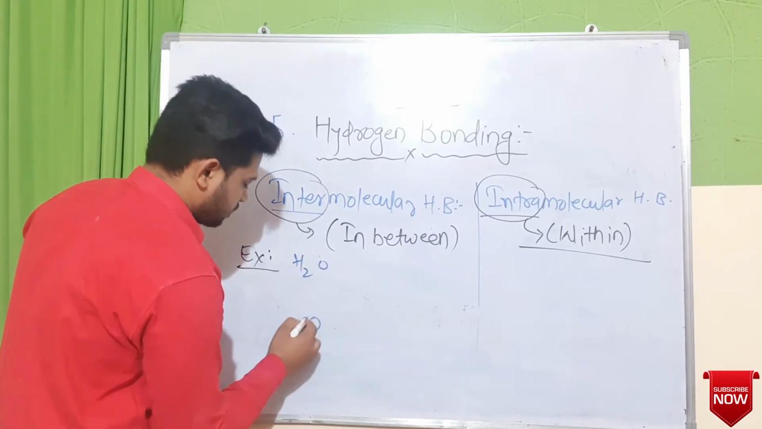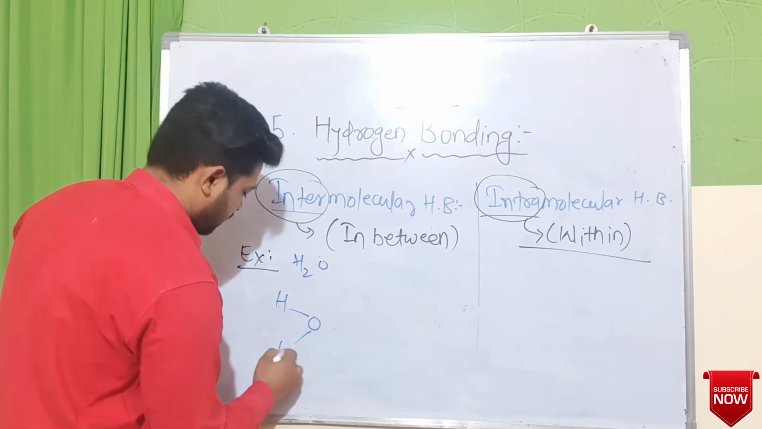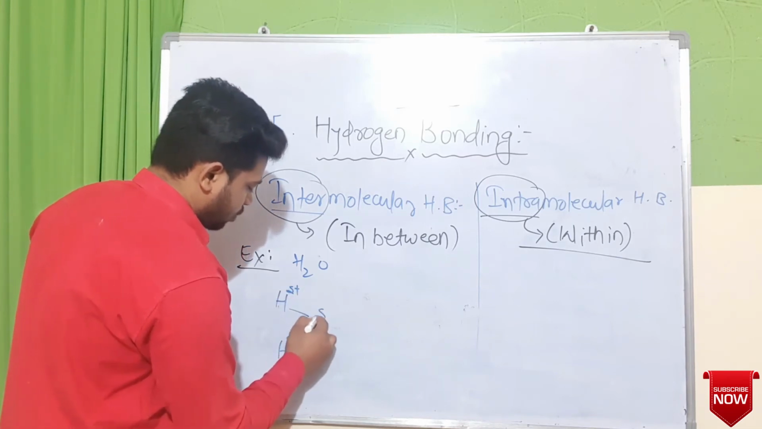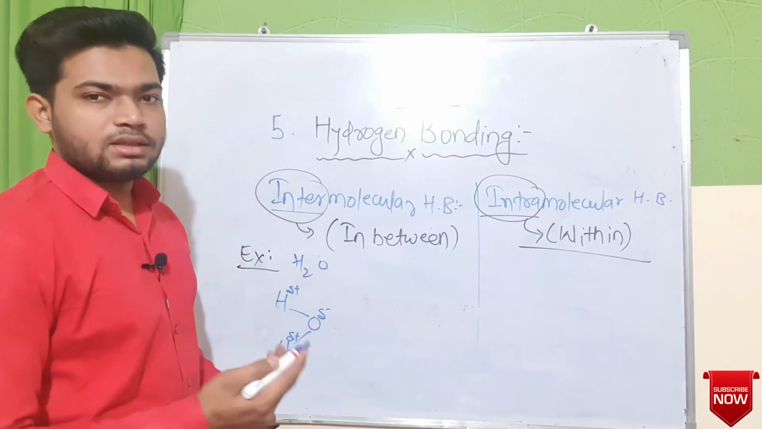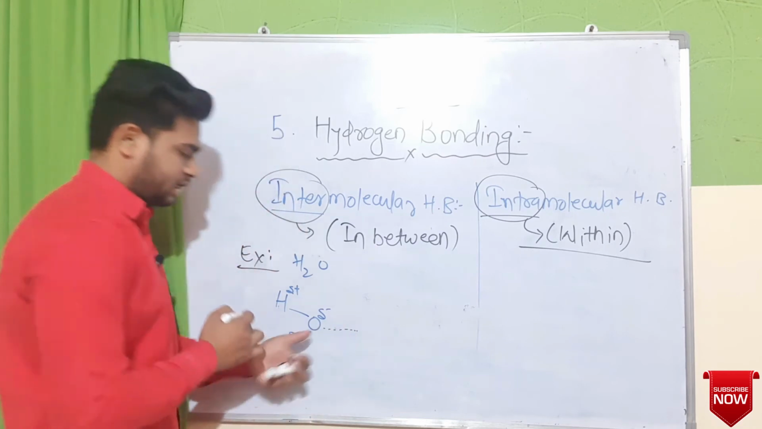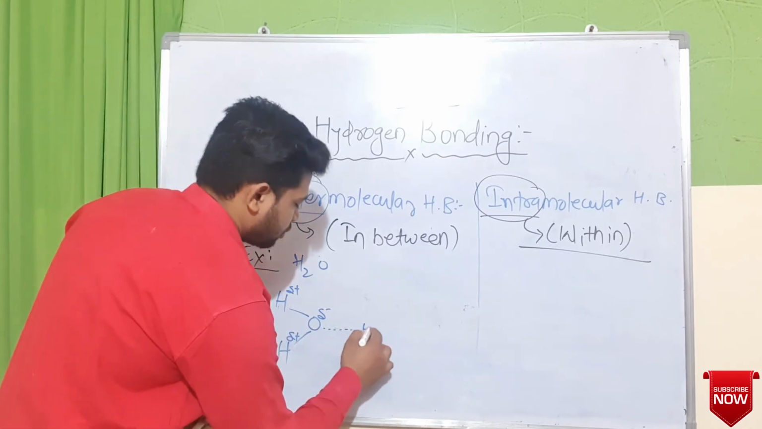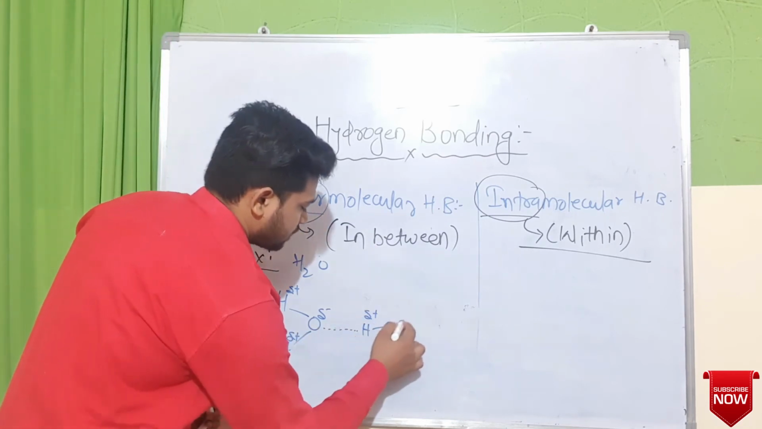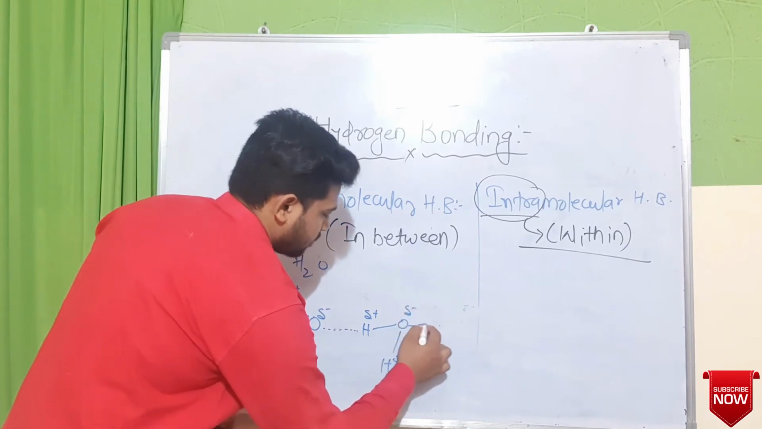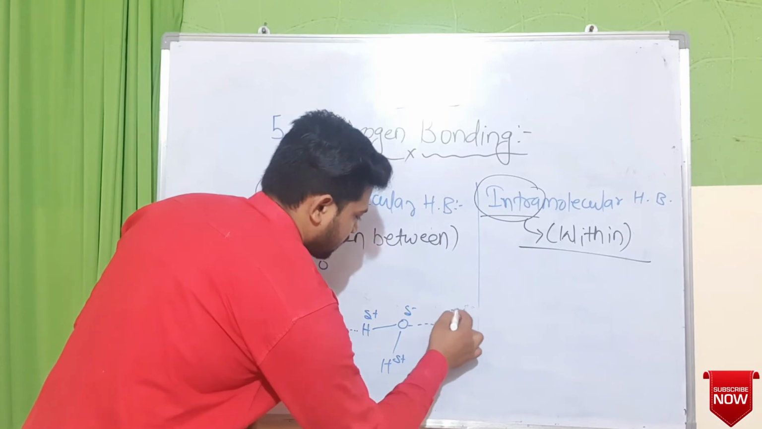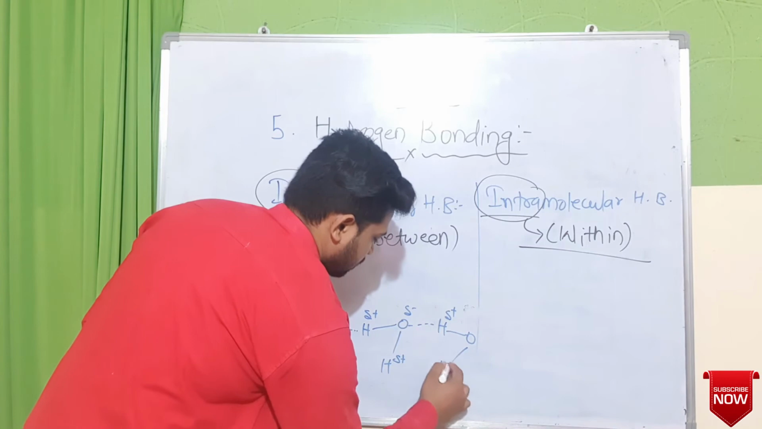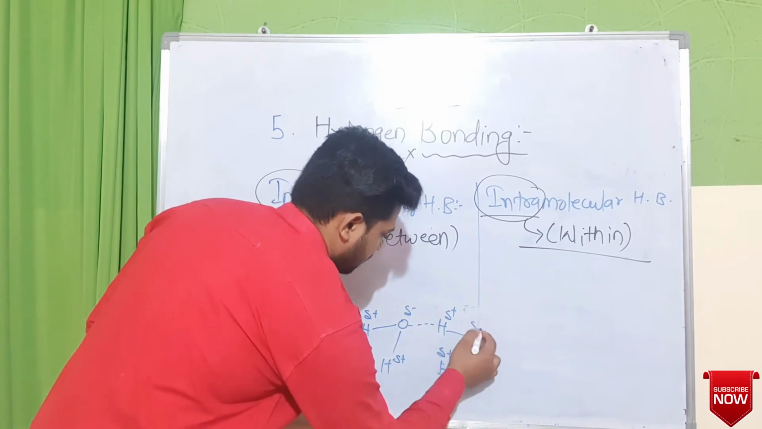Now in this water molecule, the hydrogens have delta positive charges and the oxygen has a delta negative charge. In the water solution, there is an interaction between the oxygen having a negative charge and the hydrogen having a delta positive charge. In this way, another molecule will again have delta positive hydrogen and delta negative oxygen.